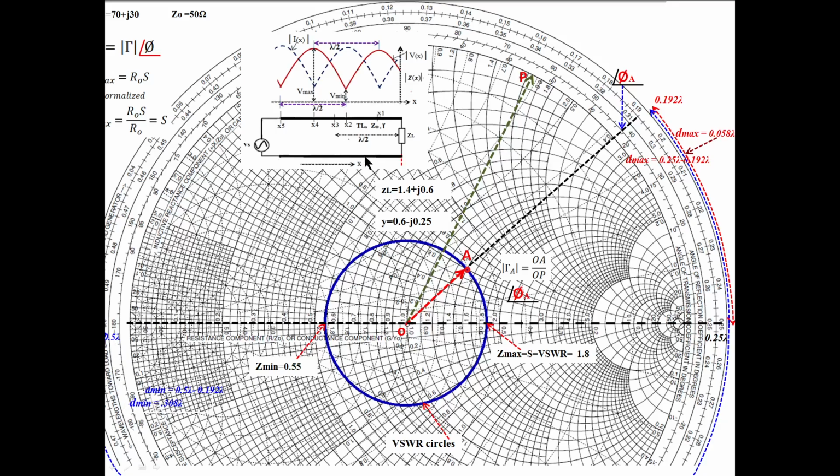How much distance should you move? Whatever is given, for example 0.28 lambda. So starting from here, go on moving 0.28 lambda and stop there. This is 0.25, and from here to here 0.058. Okay, you stop here and draw the line. Okay, you will be at the load.